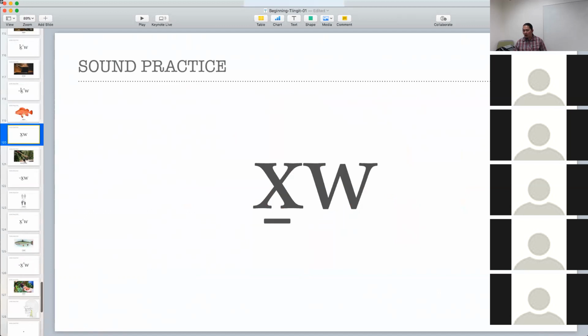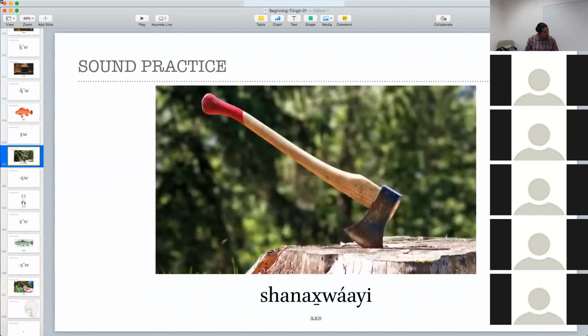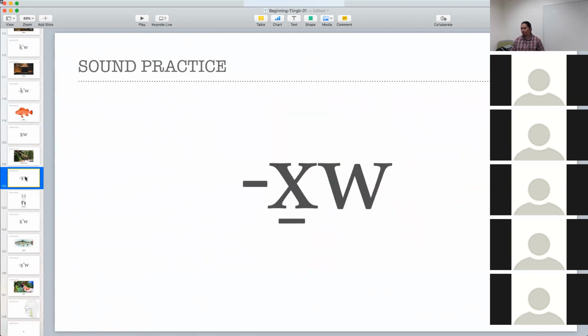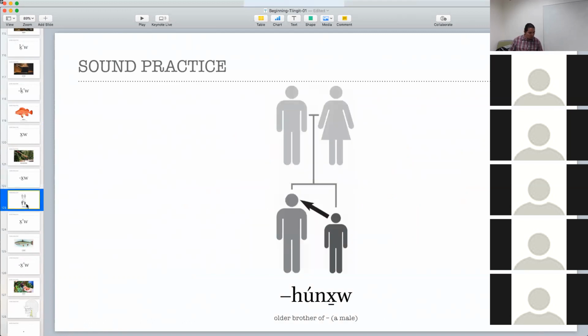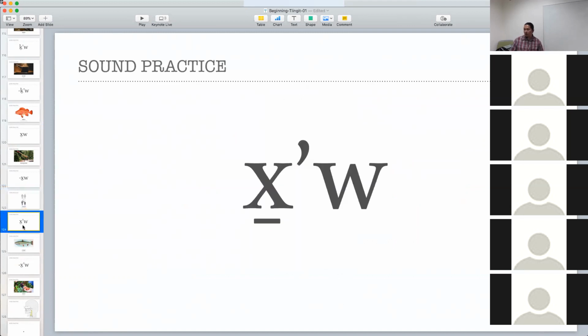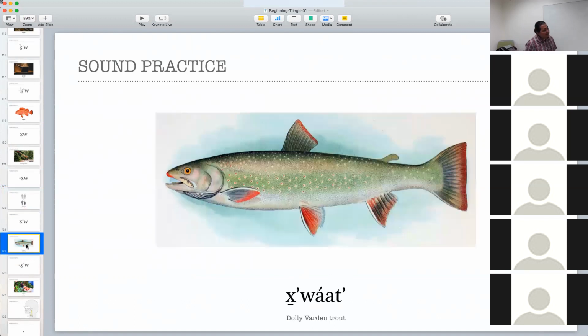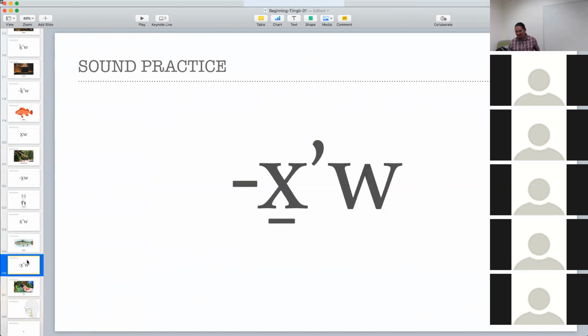Khwa, kwa, shanakhwayi, shanakhwayi. Hunt, hunch. And that is the older brother of a male. Khwa, kwa, khwat, kwat. So that's another good one to practice.